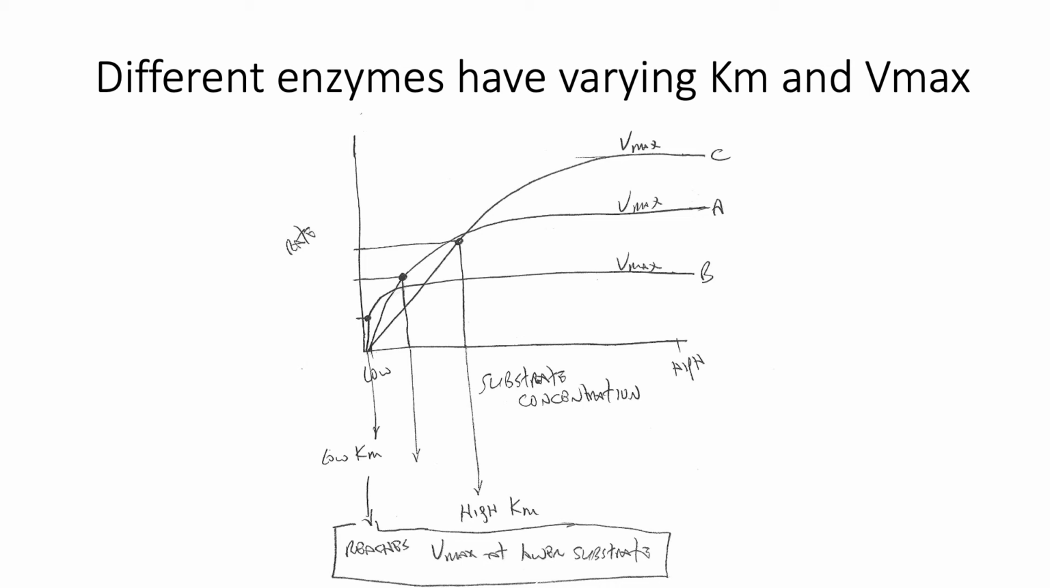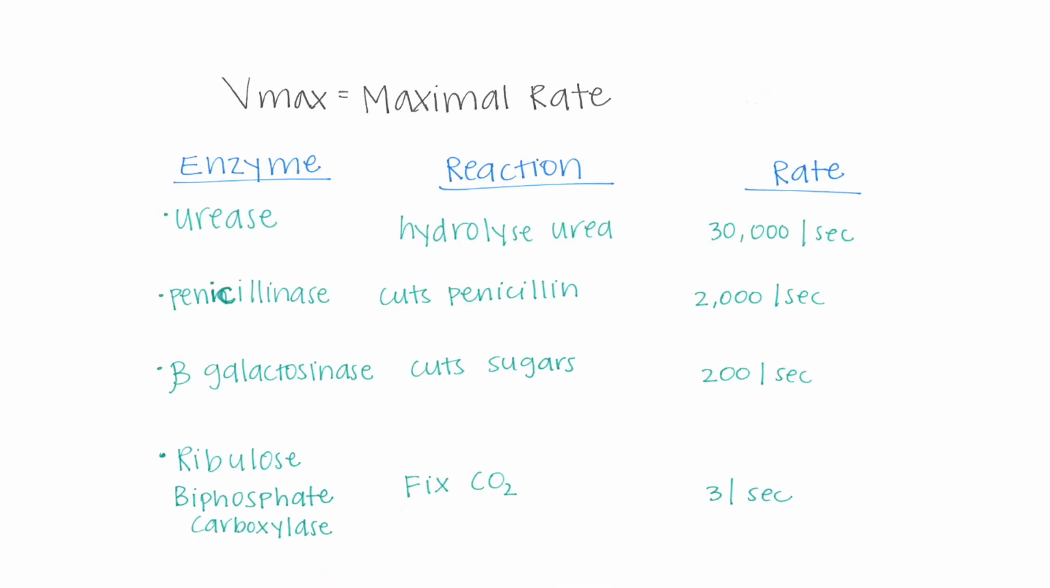Let me just give you an example, and if you have questions, you can contact me, obviously, or I think there may be some information in the book on that. But I just want to give you an example of what kind of rates we're talking about. So here we're looking at the Vmax, the maximal rate of different enzymes. So urease, we talked about that earlier. That's actually one of the fastest enzymes known, hydrolyzing urea, 30,000 per second.